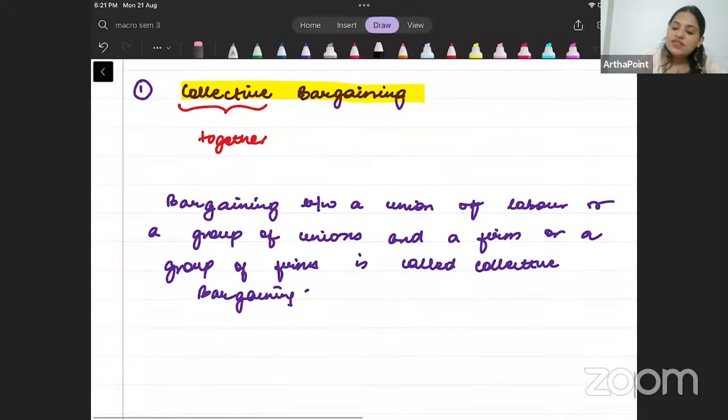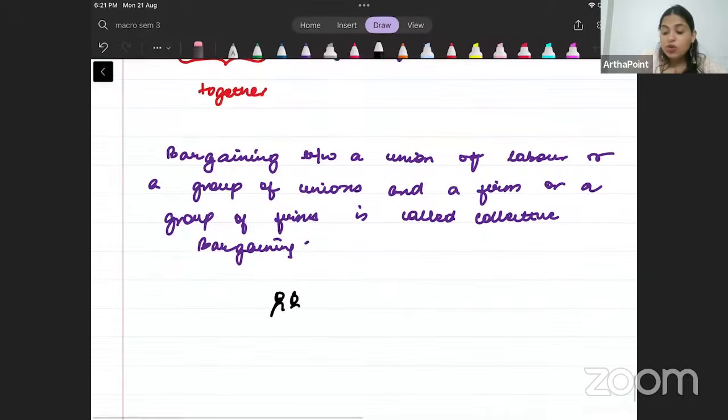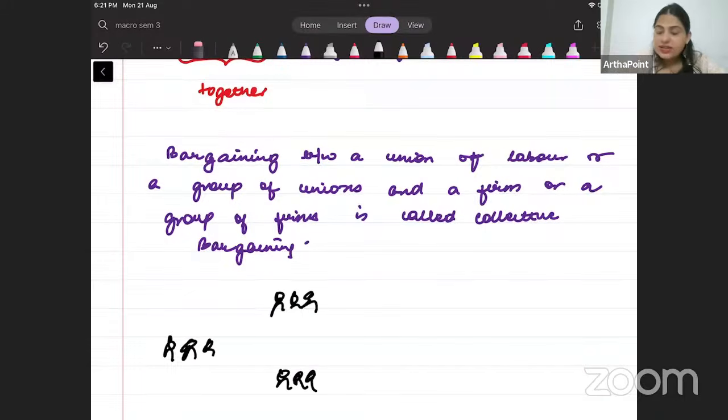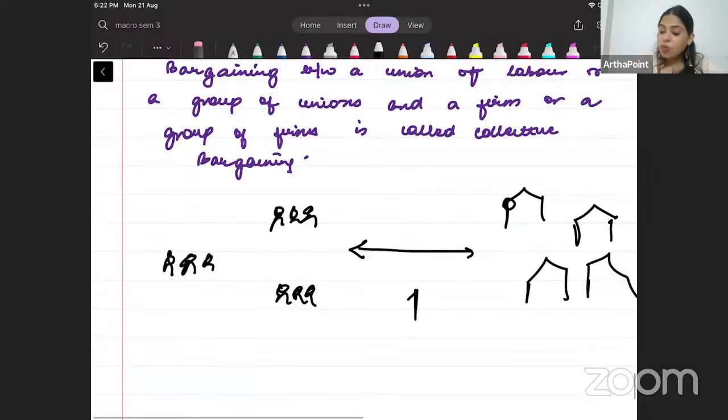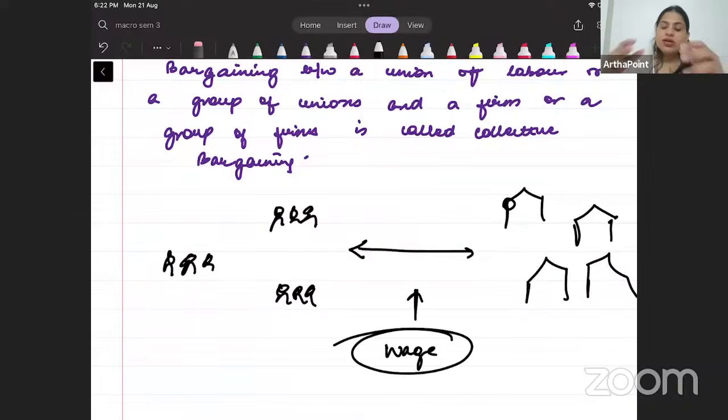So beta, on the one side, I can have either one union or multiple unions. बहुत अलग-अलग unions एक साथ इकट्ठा हो गए हैं. On the other side, I will either have one firm or multiple firms. And the bargaining that takes place between them, that what wage we should be setting up, that is called collective bargaining. Now, this collective bargaining, it is again different from countries to countries.